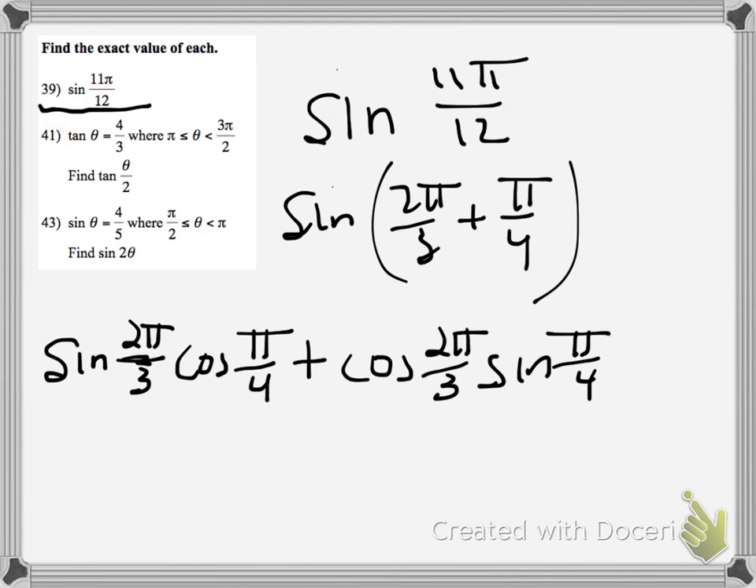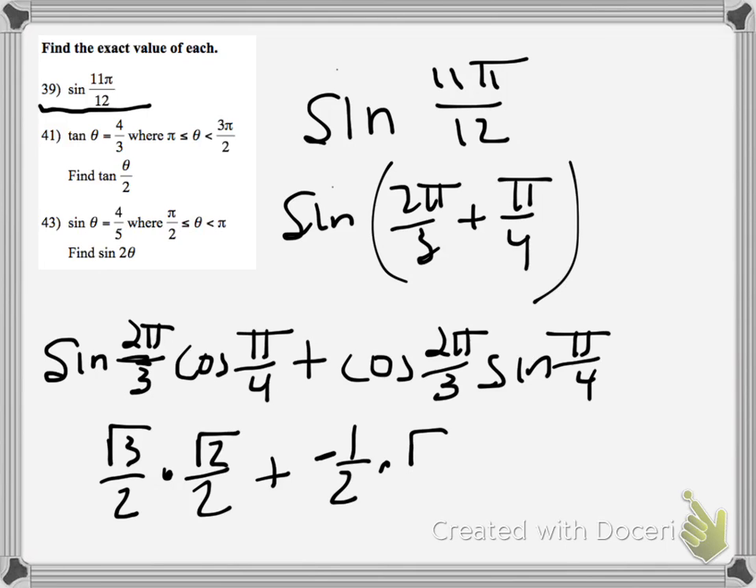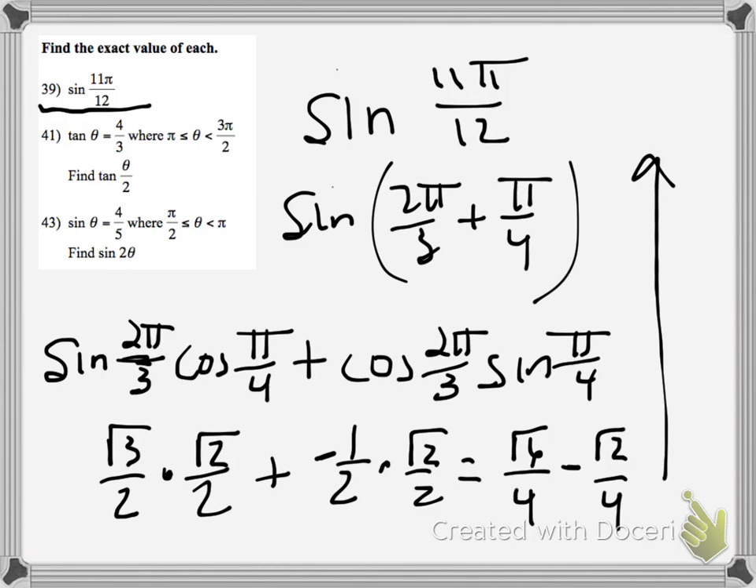The sine of 2 pi over 3 is radical 3 over 2 times the cosine of pi over 4 is radical 2 over 2 plus cosine of 2 pi over 3 is a negative 1/2 times radical 2 over 2 for the sine of pi over 4. And that equals a radical 6 over 4 minus a radical 2 over 4, and then you're going to write it as one fraction, radical 6 minus radical 2 over 4. So that is number 39.